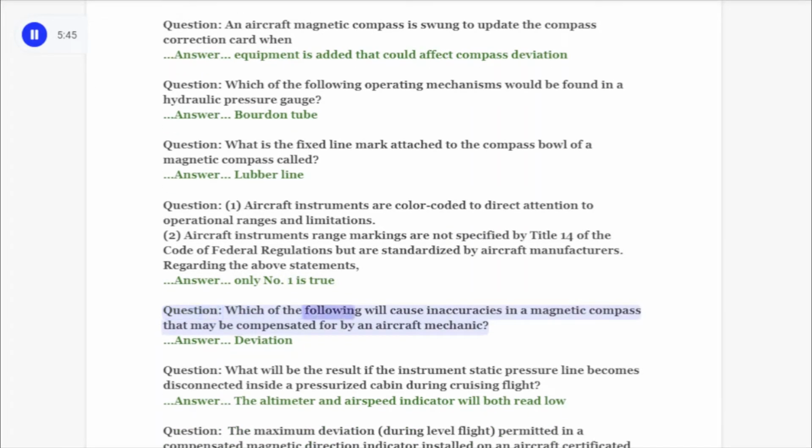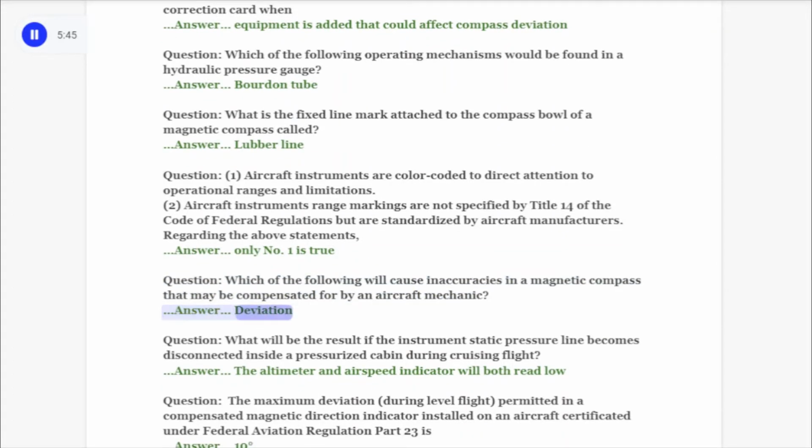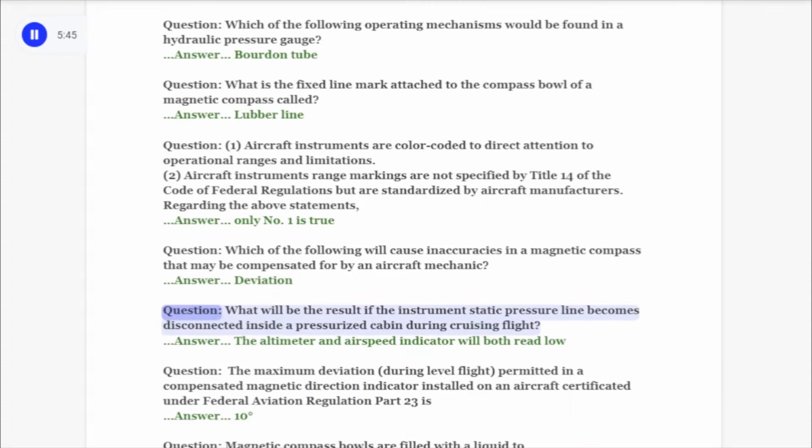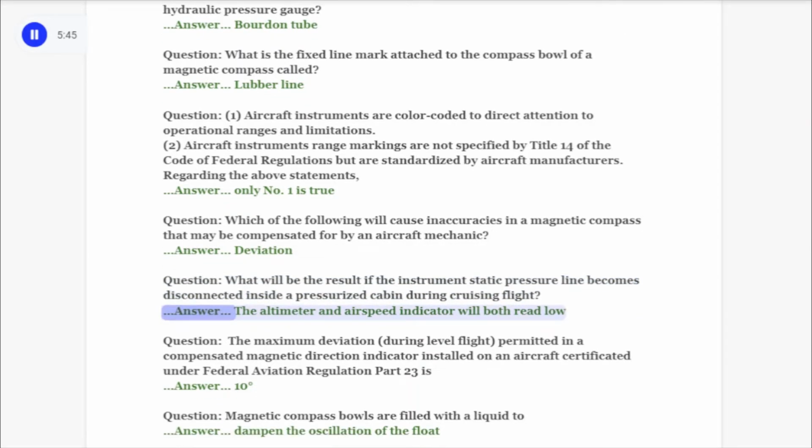Question: which of the following will cause inaccuracies in a magnetic compass that may be compensated for by an aircraft mechanic? Answer: deviation. Question: what will be the result if the instrument static pressure line becomes disconnected inside a pressurized cabin during cruising flight? Answer: the altimeter and airspeed indicator will both read low.